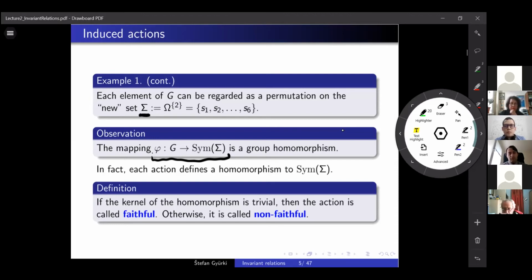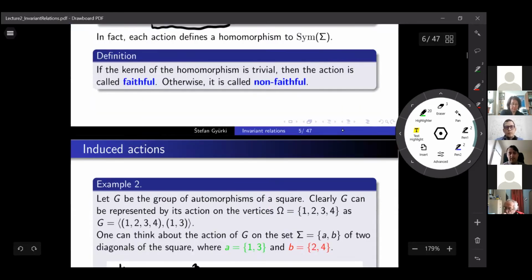Now we have to distinguish 2 cases. One case is when the kernel of the homomorphism is trivial. That means that the identity mapping is the image of just the identity element and no others. So these actions are called faithful actions. Otherwise, when there is more than one element mapped into the identity, the induced action is called non-faithful. I will give you an example.